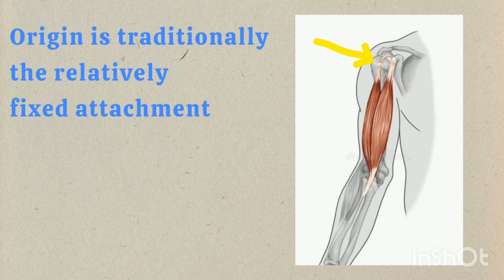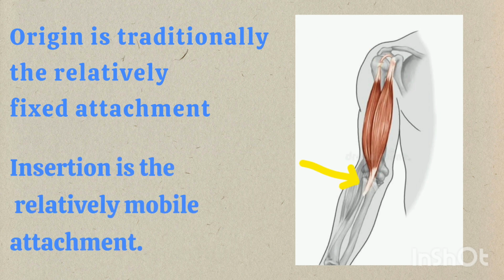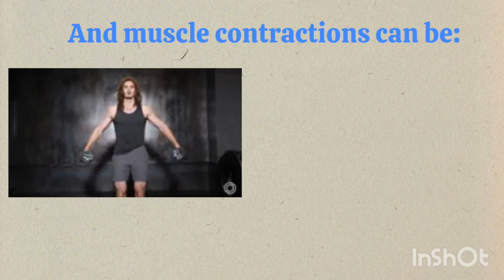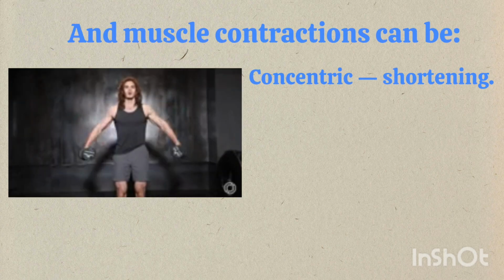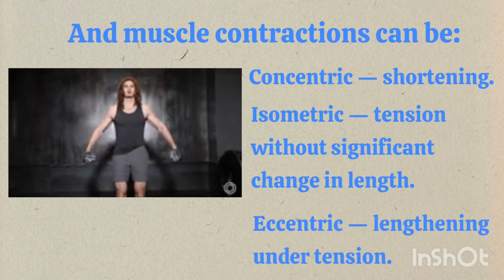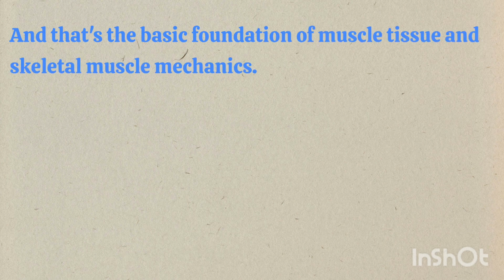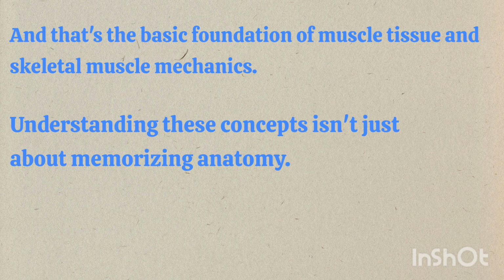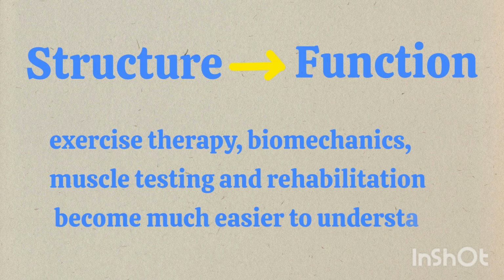Origin is traditionally the relatively fixed attachment, while insertion is the relatively mobile attachment. And muscle contractions can be concentric, that is shortening; isometric, tension without significant change in length; or eccentric, lengthening under tension. And that's the basic foundation of muscle tissue and skeletal muscle mechanics. Understanding these concepts isn't just about memorizing anatomy. Once you connect structure with function, topics like exercise therapy, biomechanics, muscle testing, and rehab become much easier to understand.